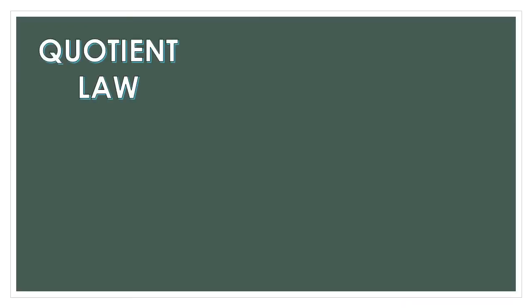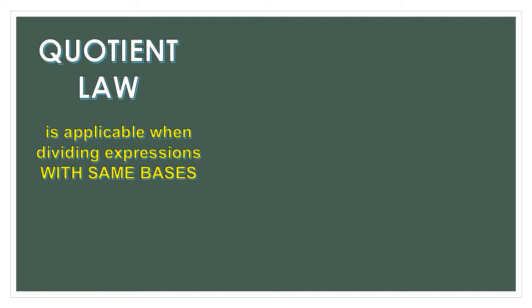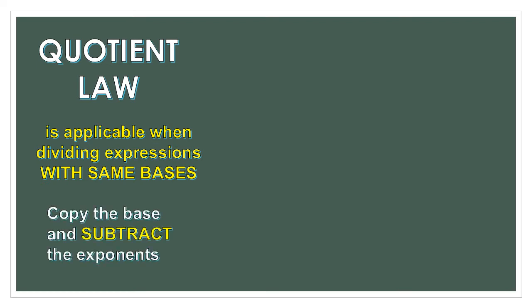Another law is the quotient law of exponents. It is also applicable when dividing expressions with the same bases. So the rule is we're going to copy the base and subtract the exponents. Here is our example. We have a to the fifth power divided by a cubed. Since the bases are the same, we're going to copy the base and subtract the exponents. So we have 5 minus 3, that is equal to 2. Therefore, our answer is a squared.